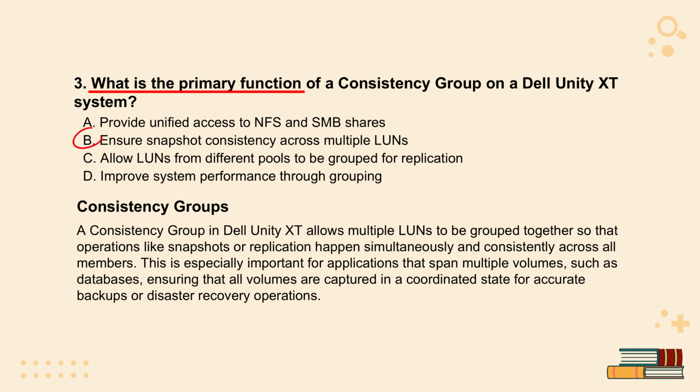This is a really important concept when you're dealing with applications that store their data across multiple storage volumes, those LUNs we just talked about. Why is ensuring consistency across multiple LUNs so critical when taking a snapshot? So imagine a database application. Its information might be spread across several different LUNs. If you take a snapshot, which is like a point-in-time copy of each of those LUNs at slightly different moments, you could end up with a backup that isn't truly consistent.